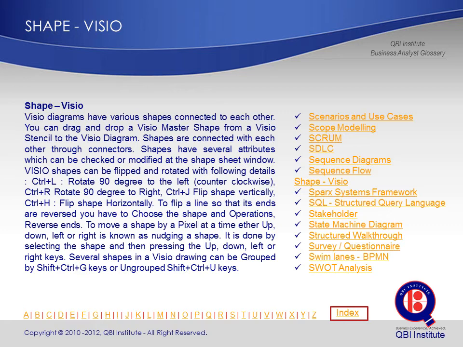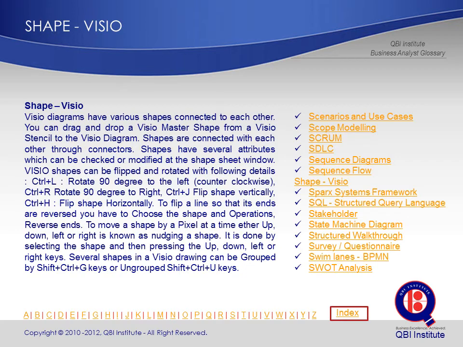Shape. Visio. Visio diagrams have various shapes connected to each other. You can drag and drop a Visio master shape from a Visio stencil to the Visio diagram. Shapes are connected with each other through connectors. Shapes have several attributes which can be checked or modified in the Shape Sheet window. Visio shapes can be flipped and rotated with the following details.